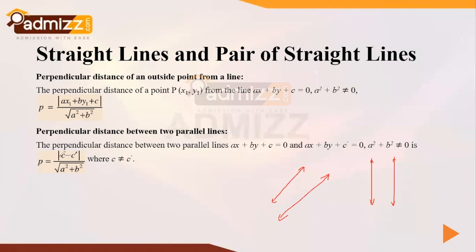So it is nothing but the difference of the intercept values over under root of a square plus b square. Since the lines are parallel, we need to look at only the intercept values. We are not supposed to look at the a and b values, as these two will be the same. Okay, so this is where we will simplify the questions based on perpendicular distance between two parallel lines or perpendicular distance of an outside point from a line.